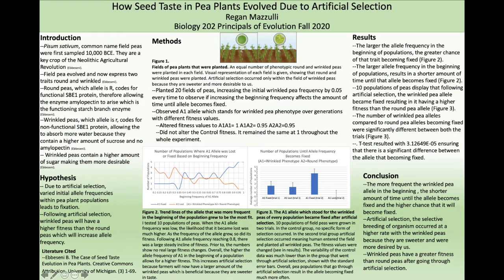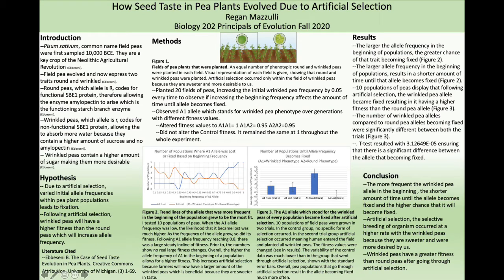So without the starch within the wrinkled peas, a higher water concentration can be absorbed, which allows for more sucrose to develop through photosynthesis, which evidently results in them becoming sweeter to us and having more sugar in them, making them more desirable or more susceptible to artificial selection.